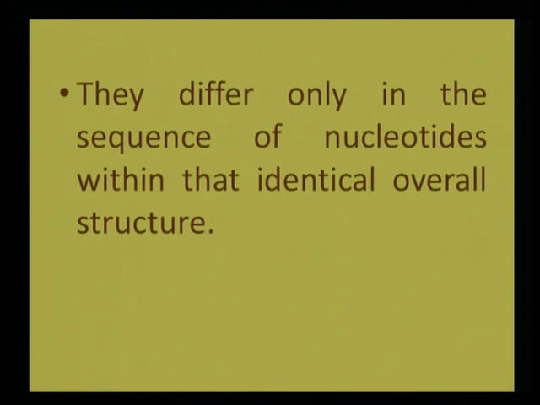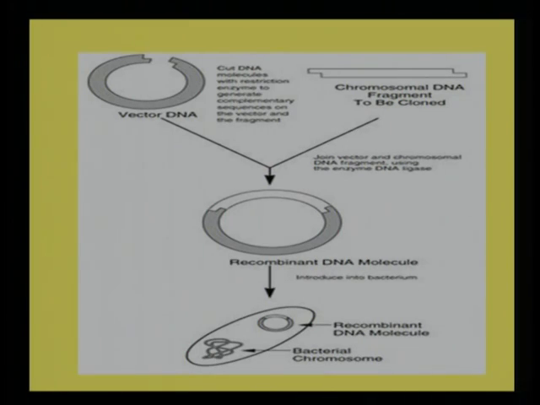Clones, or recombinant DNA molecules, differ only in the sequence of nucleotides within that identical overall DNA structure. Here is one example in which the vector DNA is there and the gene of interest is on the right side. Now for processing purposes, both of them should have homologous sequences that may allow them to combine together to produce a circularized double-stranded DNA molecule.